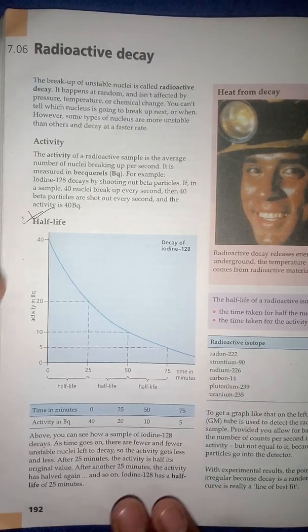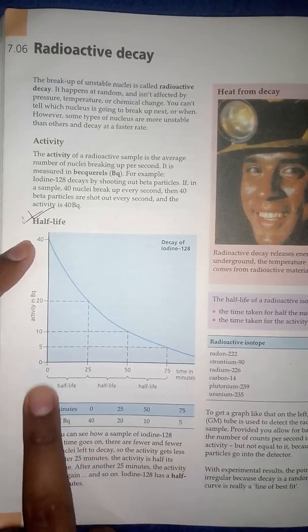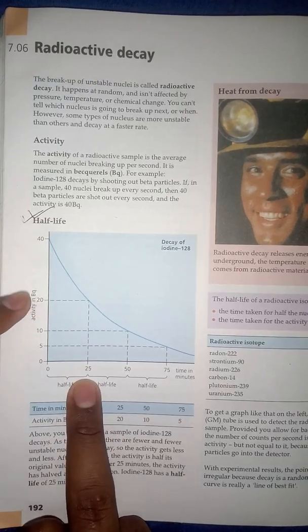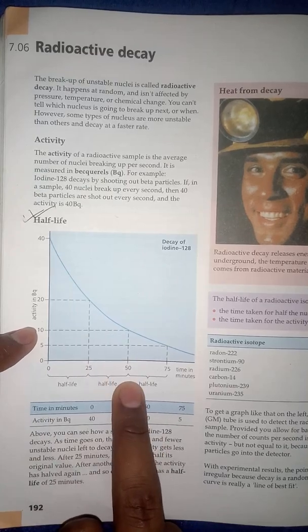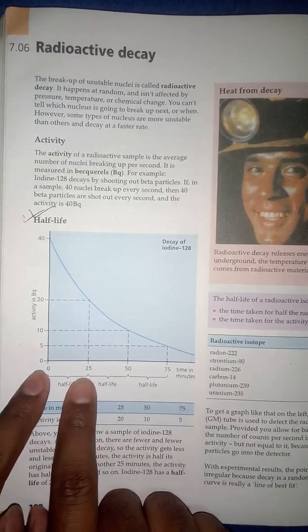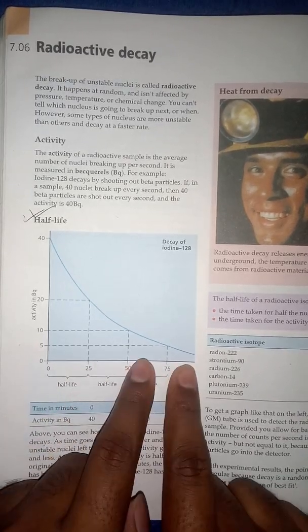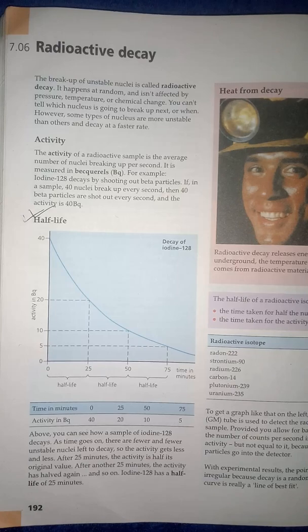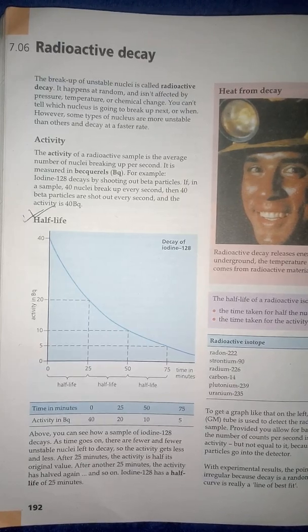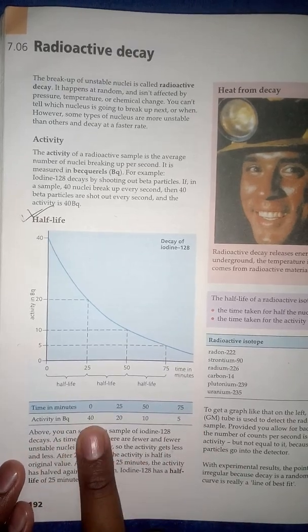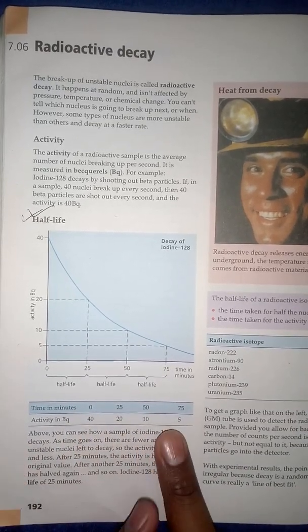If we consider 40 at 0 minutes, half of 40 is 20, that is at 25 minutes, half of 20 is 10, that is at 50 minutes, and half of 10 is 5, that is at 75 minutes. You can see the time difference is the same, 25, 25 and 25. That means the half-life of this sample is 25 minutes, so the activity becomes half every 25 minutes. The time in minutes is 0, 25, 50 and 75, and the activity is 40, 20, 10 and 5.